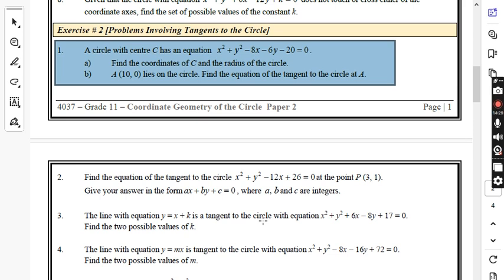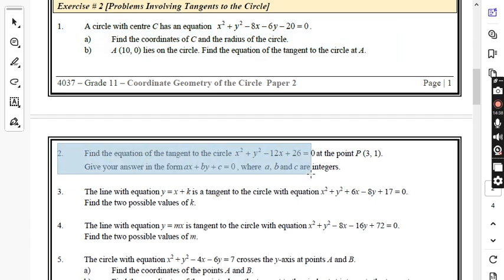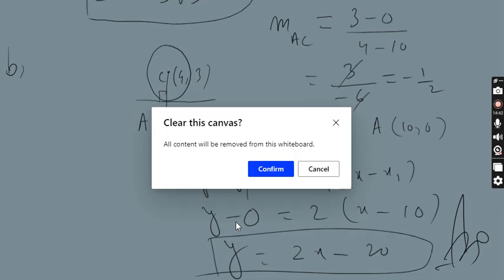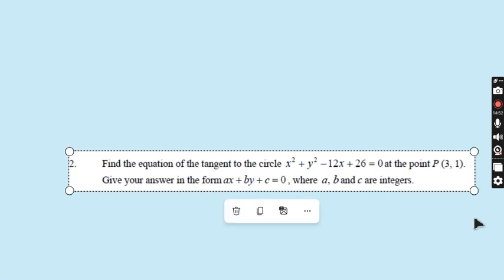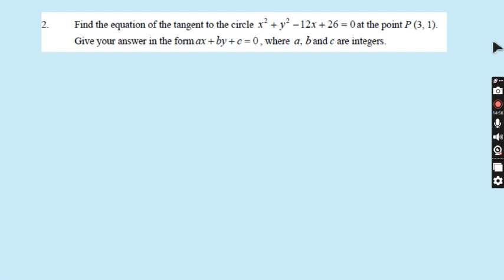Okay, see next question. Question number 2 is: find the equation of the tangent to the circle x square plus y square minus 12x plus 26 equals 0 at the point P(3,1). Give your answer in the form ax plus by plus c. Very easy. The same question just like question number 1.